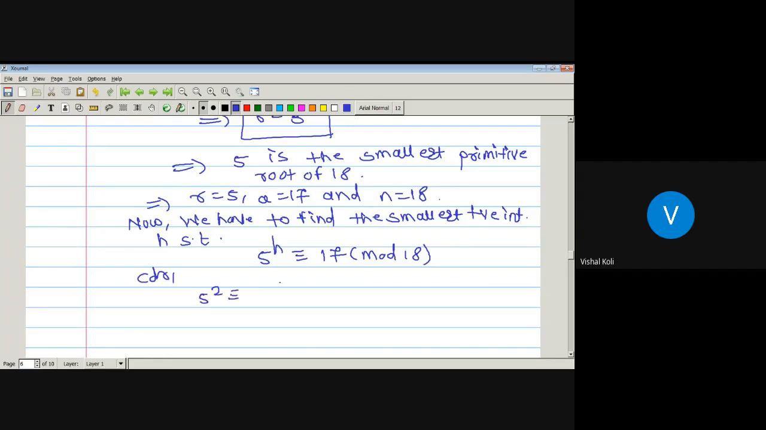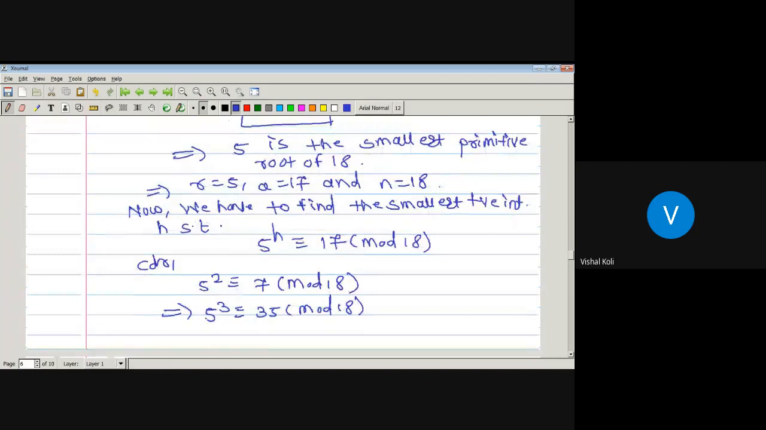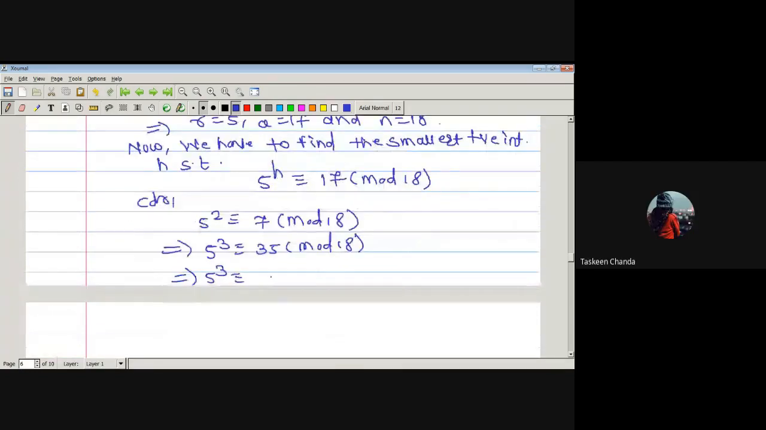Okay, so consider 5 square is congruent to 25. 25 modulo 18 will be 7 modulo 18, which implies 5 cube is nothing but 7 into 5, which is 35. What is the value of 35 modulo 18? 17. 1 येत नाही हो, -1 येते, ते कन्फ्युज करू नका. -1 म्हणजे परत 18 -1 which is 17 modulo 18. So here we get 5 cube is congruent to 17 modulo 18.